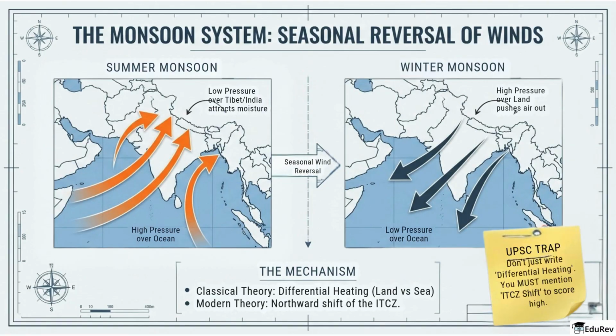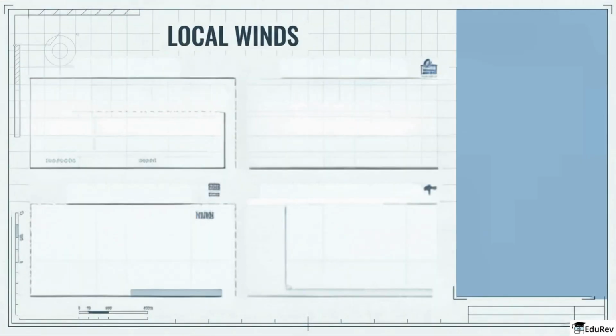Here's a trap you need to be aware of. In answers, if you write only differential heating, your explanation stays incomplete. High-quality answers explicitly add the ITCZ shift. Now zoom into local winds, because UPSC loves asking small concepts with clean diagrams.